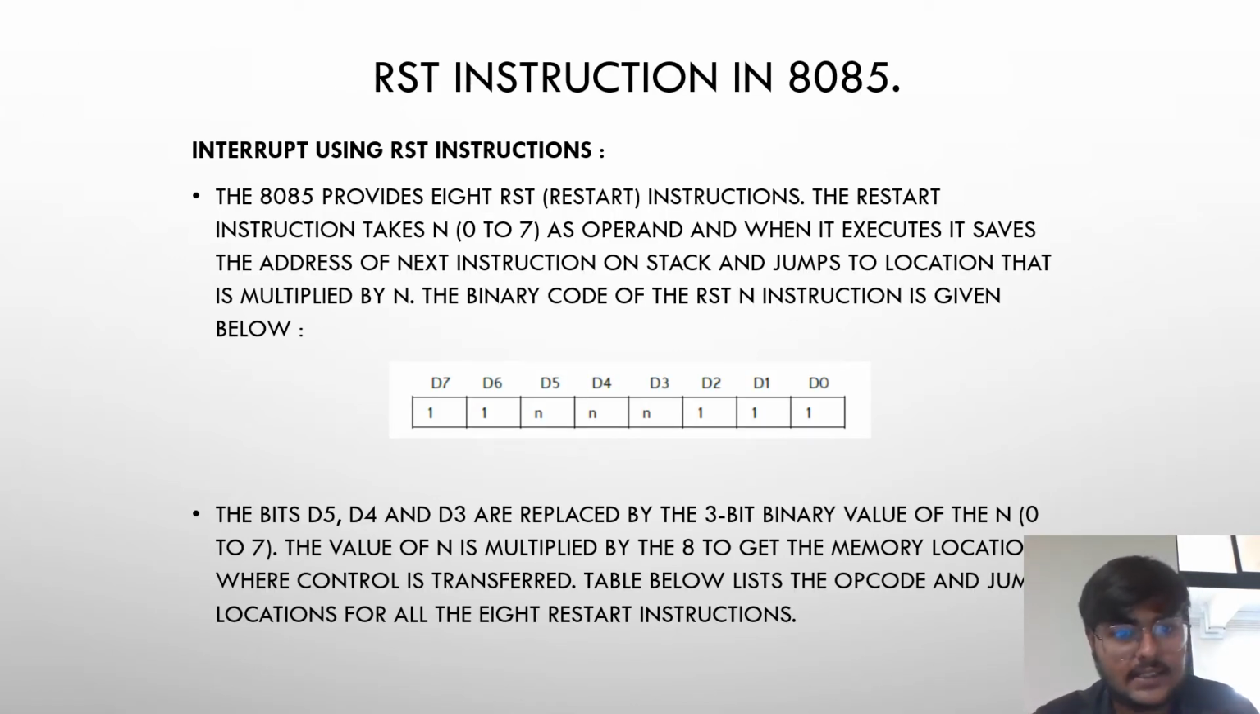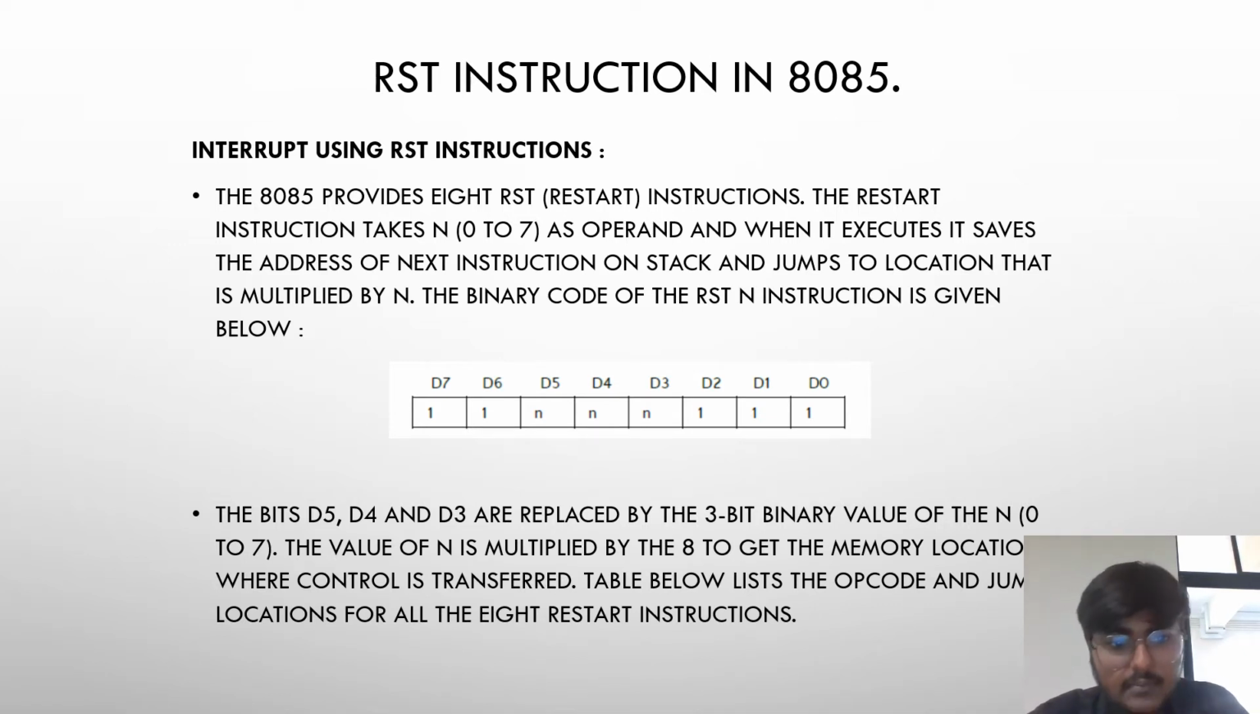Interrupt using RST instruction. The 8085 provides 8 RST restart instructions. The restart instruction takes N, from 0 to 7, as operand, and when it executes, it saves the address of the next instruction on the stack and jumps to the location 8 multiplied by N. The binary code of the RST-N instruction is given below.